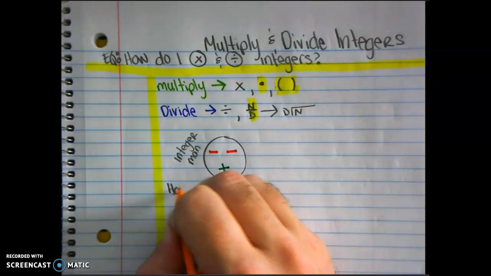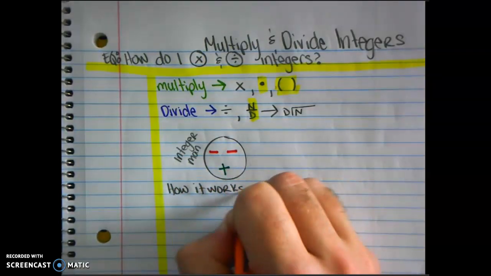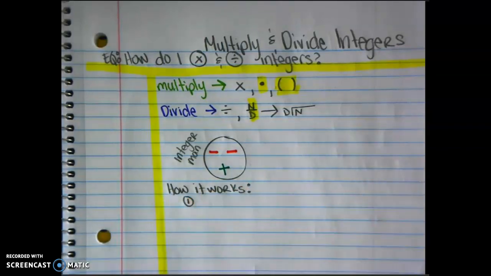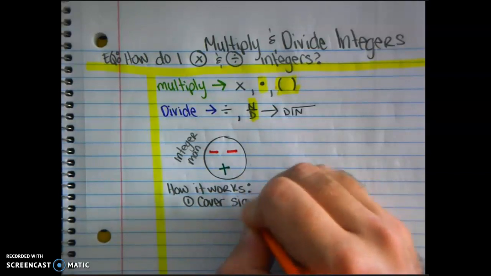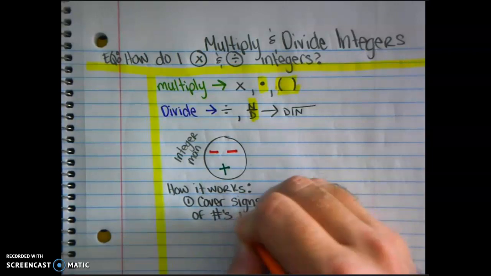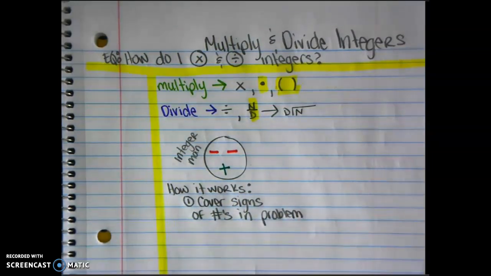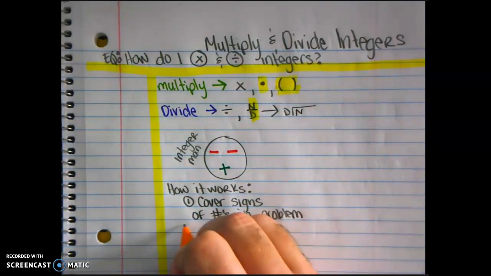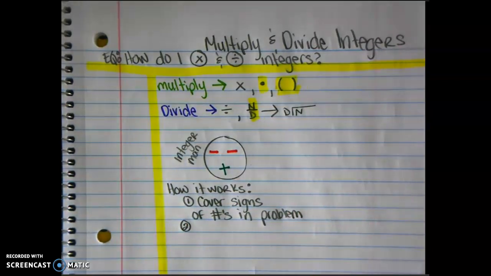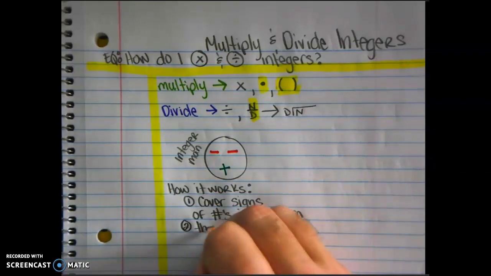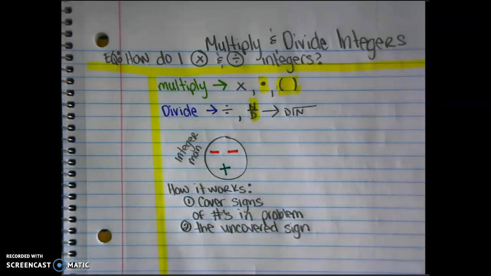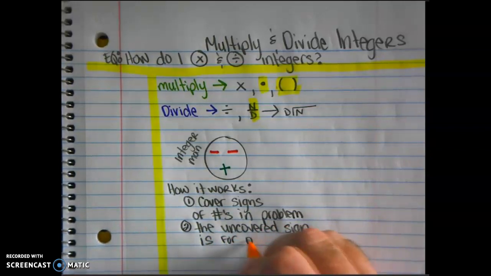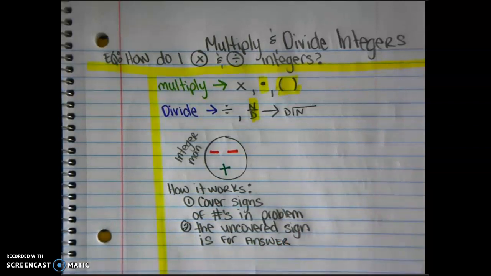And how this works is, number one, you want to cover the signs of the numbers in the problem. That's the first thing you want to do. The second thing you want to understand is that the uncovered sign is going to be the sign of the answer. So the uncovered sign is for the answer.